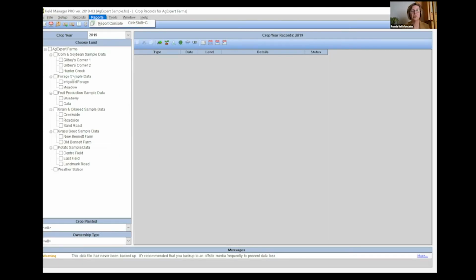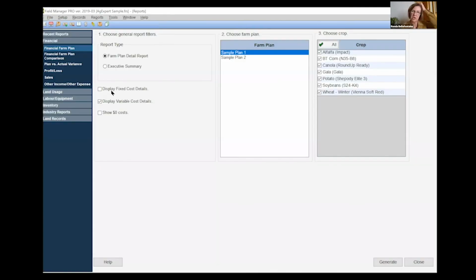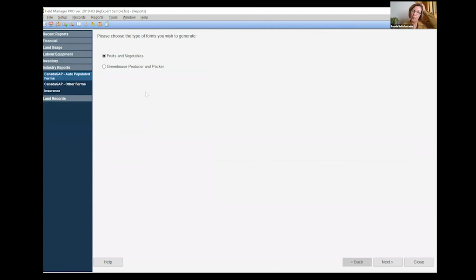So I know I'll have to share this with you in a second. Can you see where I'm at in the program? It shows fruits and vegetables with a selection beside it. Okay, so I'm just going to keep going. It may just be that you can't see the report. So I'm going to click next.